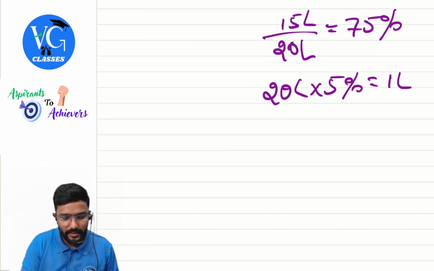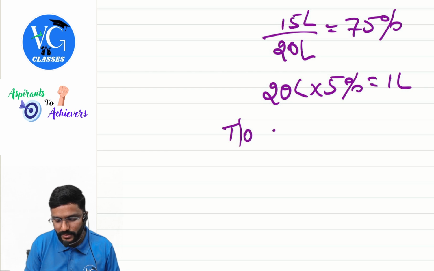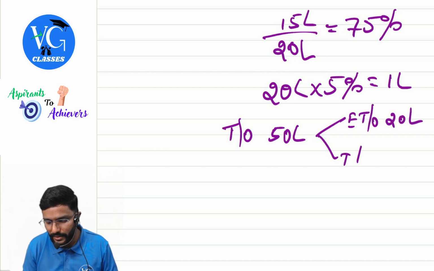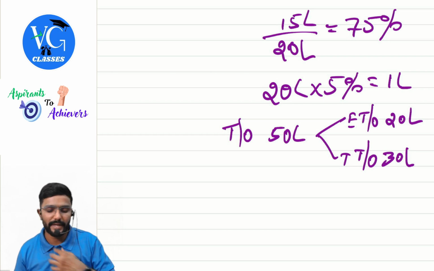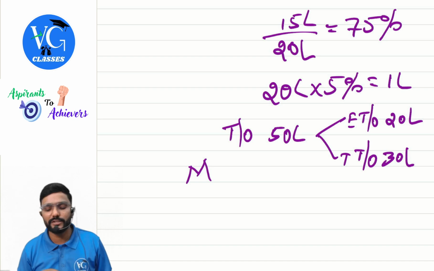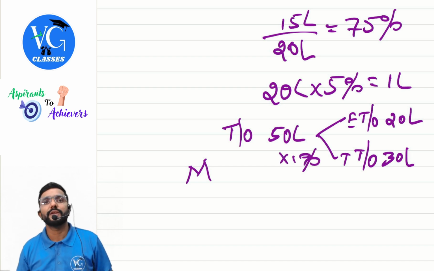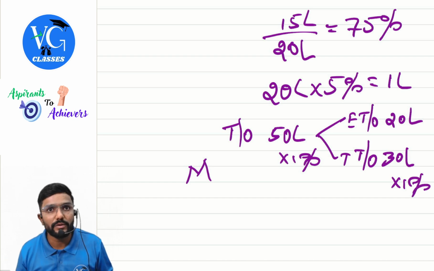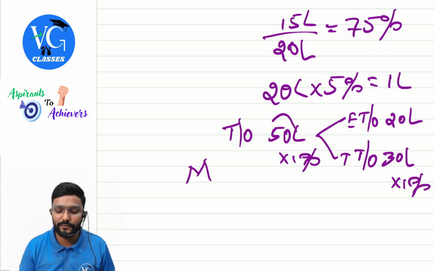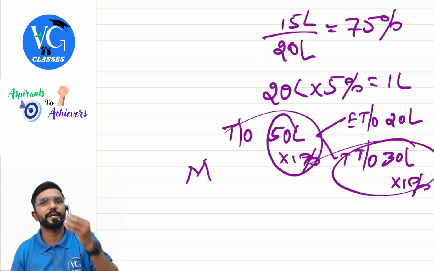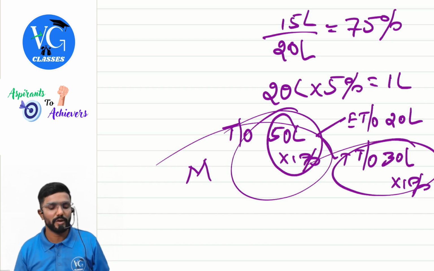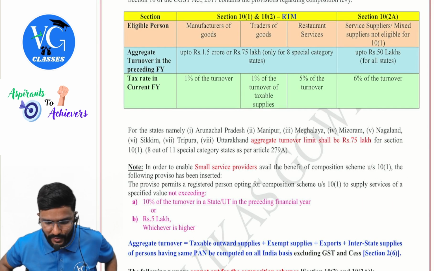Now assume my total turnover is 50 lakh. In that, exempt turnover is 20 lakh. Taxable turnover is 30 lakh. If I am a manufacturer, 1% is on what? 50 lakh. Good. If I am a trader, I have to pay tax 1% on what? 30 lakh. Cannot be both though, any one. If I am a manufacturer, 50 lakh into 1%. If I am a trader, 30 lakh into 1%. Only on taxable turnover. Even if I am a restaurant supplier, always on total turnover. Yes, sir.